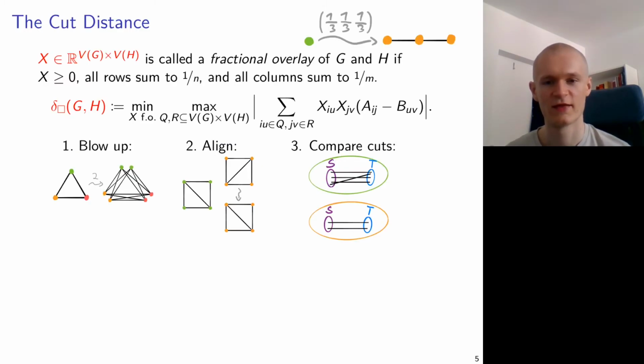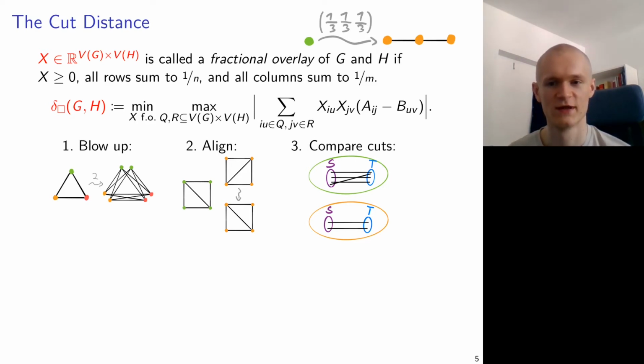To understand this result, we first have to understand the cut distance. And the shortest way of defining the cut distance is via fractional overlays, where a fractional overlay is basically just a scaled doubly stochastic matrix. So instead of 1, all rows sum to 1 over n, where n is the number of vertices of G, and all columns sum to 1 over m, where m is the number of vertices of H. And then the cut distance is obtained by this definition, where we minimize over all fractional overlays and maximize over all these cuts.